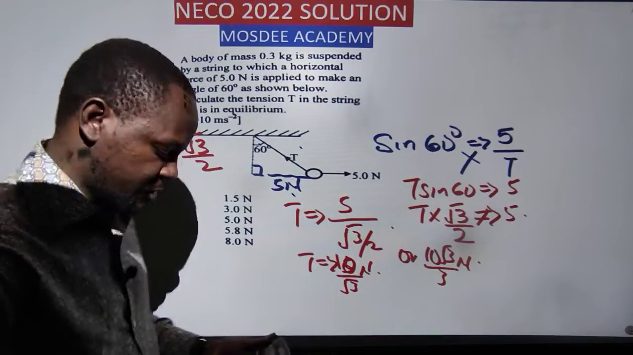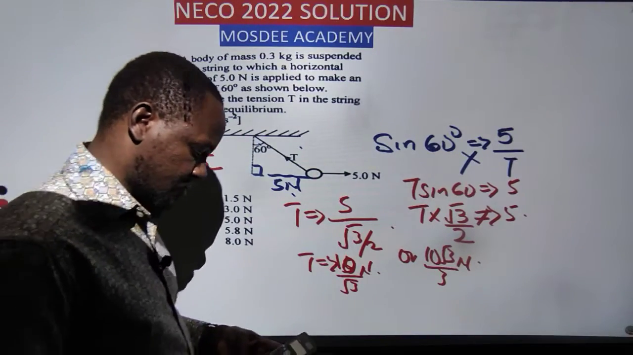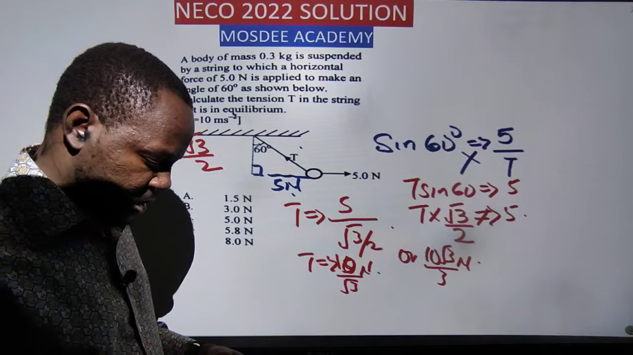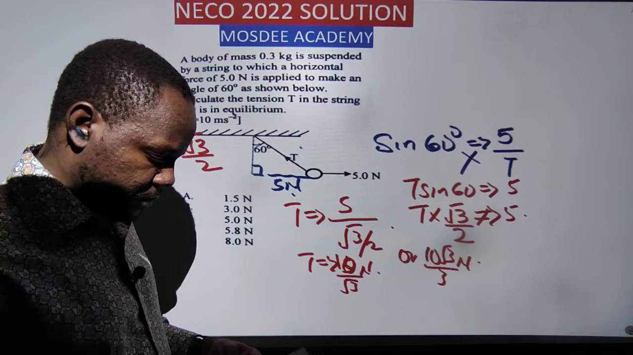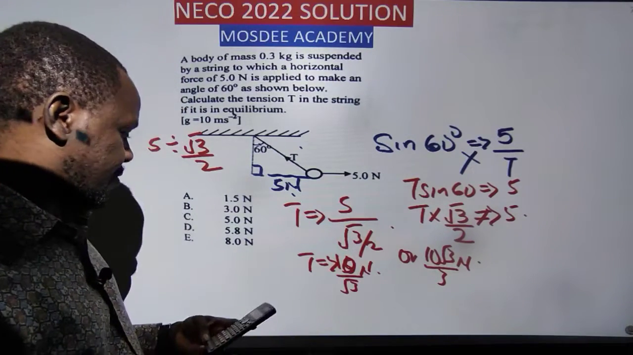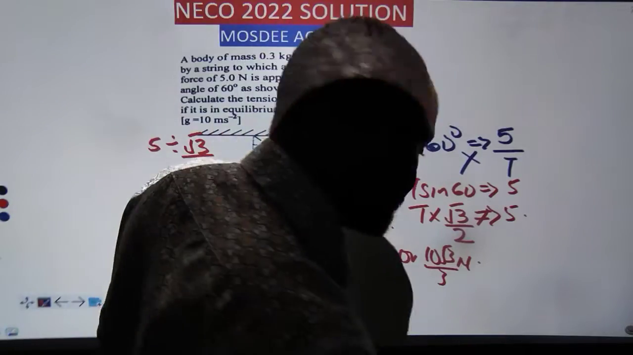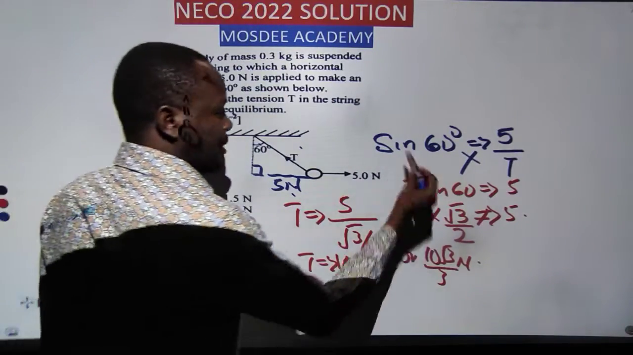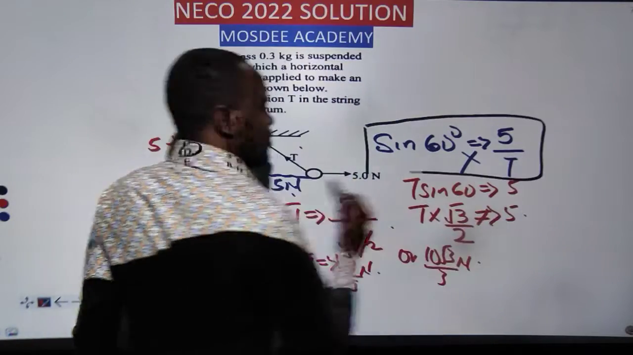Apologies to NECO officials. Please, I don't mean they don't know how to set a question. It's just the way they set their own question. So you can now convert to decimal 10 root 3 divided by 3. So that's what I'm doing now, which is 5.77. So 5.77 is approximately 5.8. I hope you understand. Just solve for T here. That's just the major thing.